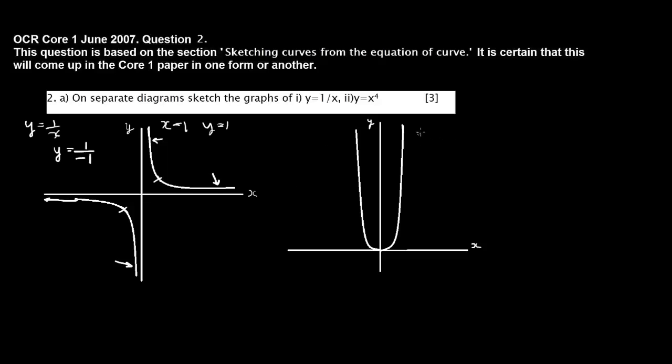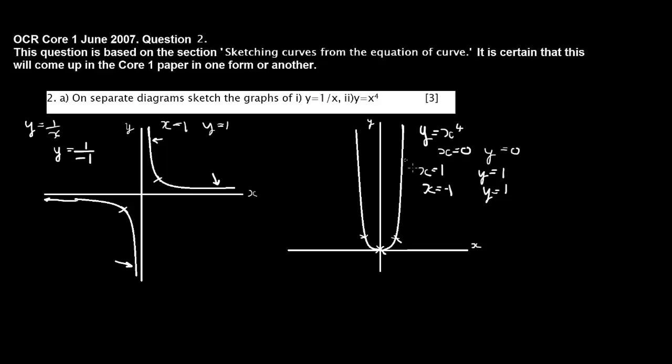For y equals x to the power 4, that's this one here. First of all, when x equals 0, we can see that y equals 0. So that's there. x equals 1, y equals 1. Put that point there. x equals minus 1, y equals plus 1.